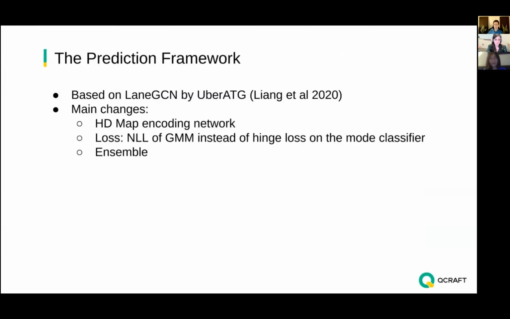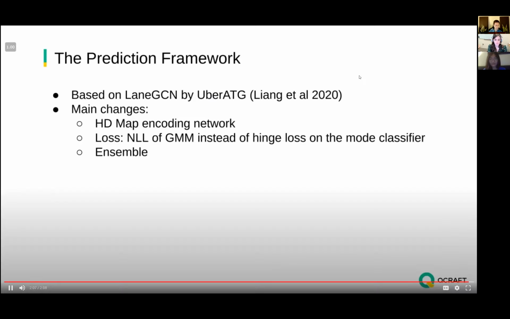Our overall prediction framework is built on top of Uber's lane GCN work. In addition to using the new graph attention we just talked about, we also changed the trajectory classification loss to a negative log likelihood loss on a Gaussian mixture model. And we built a model ensemble using k-means to aggregate the trajectory modes. We find that these two changes didn't make a whole lot of difference on ADE and FDE, but they improved the trajectory probability prediction, and so they improved the Brier scores a lot. That's all of our report today.